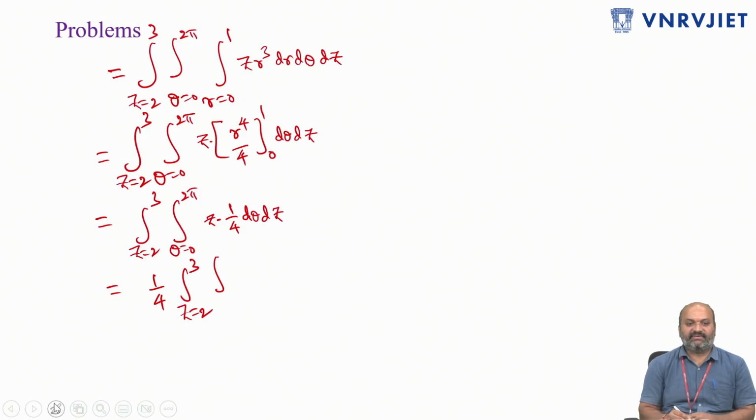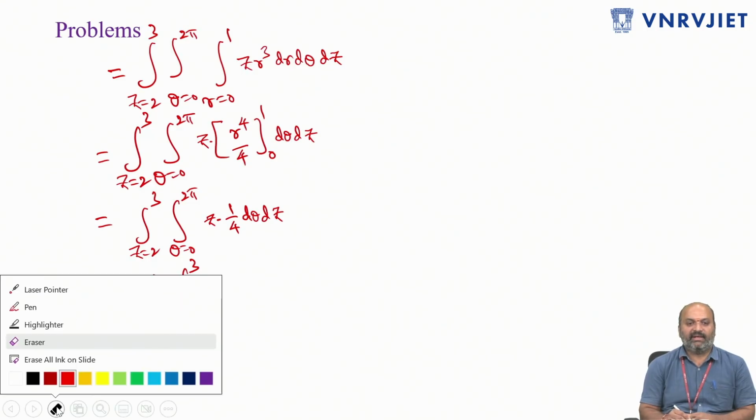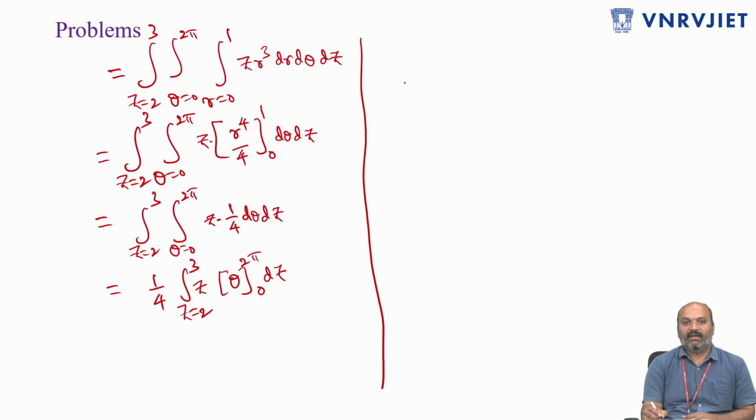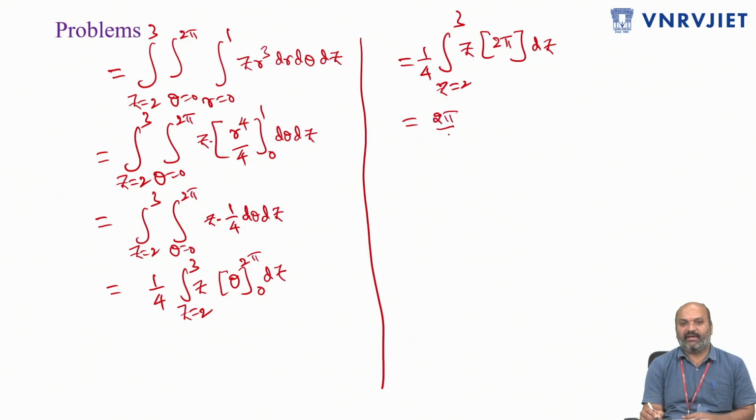Let's integrate this with respect to theta now. Integrating with respect to theta, the integral of 1 into d theta is theta. Of course there is z, keep it as constant. Upper limit is 2 pi, lower limit is 0, into dz. So this equals 1 by 4 integral z varies from 2 to 3, z into, instead of theta we substitute upper limit 2 pi, lower limit 0, no contribution, into dz. This 2 pi is constant, which can be written outside. So it is 2 pi divided by 4.